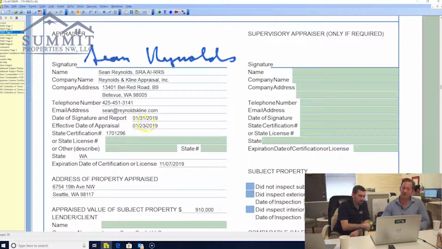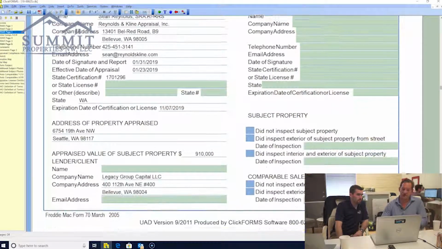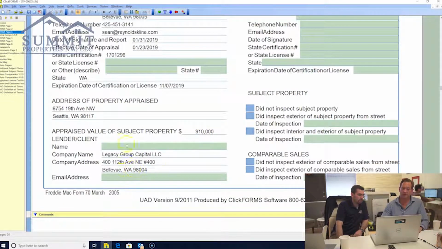So the effective date could be, if we're doing an appraisal of when somebody died in 2010, the effective date of that appraisal could be 1/23/2010, and then we sign it today. So all of our data would have to correspond to this date. These dates can be wildly different: this is the effective date of the appraisal, and this is the date when we actually sign it. State certification goes there, and then there's a little bit of a summary here. There's your value, property address.